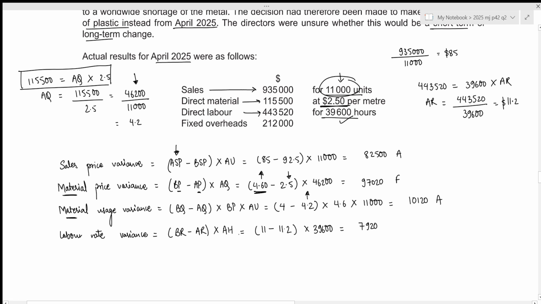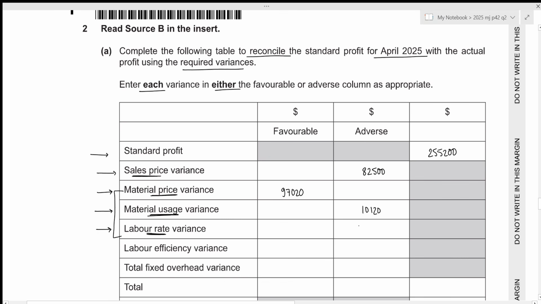And in this case, it's negative because the actual rate was higher than the budgeted rate. So we had to pay a higher amount. And in this case, we're talking about labor, which is again an expense. We wanted our expense to be as low as possible. But in this case, we had to pay a higher amount, which results in an adverse condition for the business. So we need to include 7,920 in the adverse column.